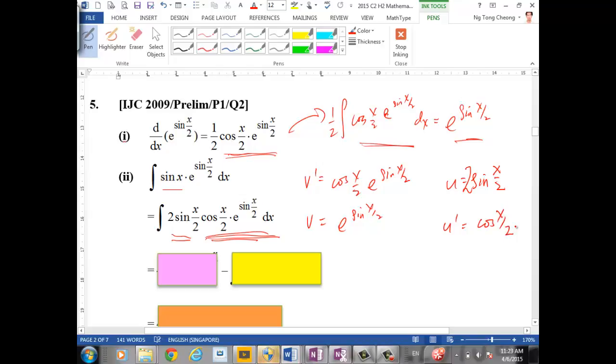So in your test and exam, do present your working. What is your v prime, what is your u, and so on. Work out the v and the u prime, then after that, do the integration by parts. I hope you can recall the formula, and you should get something like this.